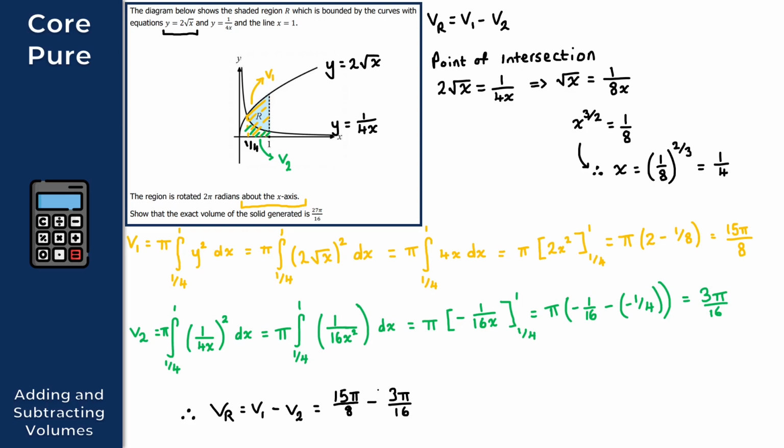So if we now get this over a common denominator, what I get is 30 pi over 16 minus 3 pi over 16, like so. And then if we evaluate this difference here, we get 27 pi over 16 as required. Okay, so as required there. And there we have it. That gives us the solution. Good stuff. So there we have it. That gives us the solution to this example. And that brings the end of this video on adding and subtracting volumes.